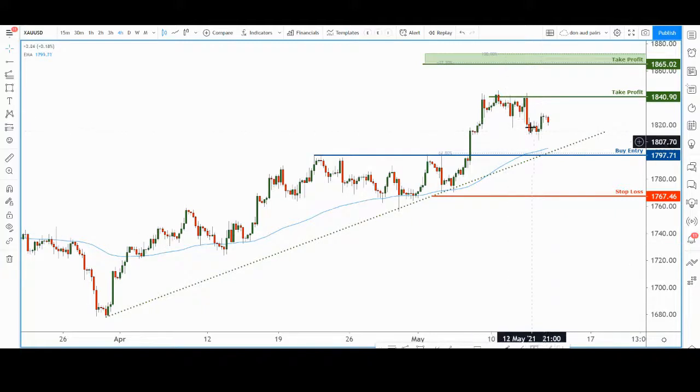So what we're going to be looking to do is to wait for price to pull back to our buy entry, where it should bounce and push to our first take profit, hopefully to the second take profit to make the next high and continue with the bullish trend.